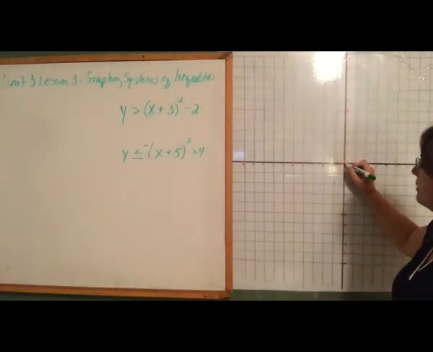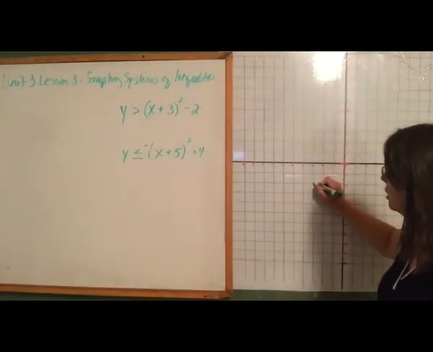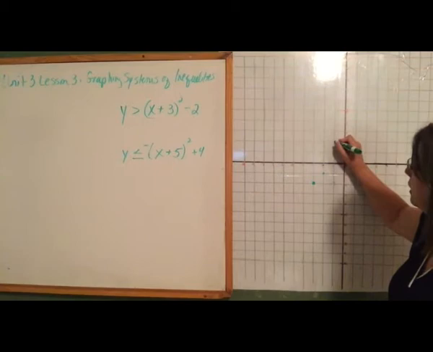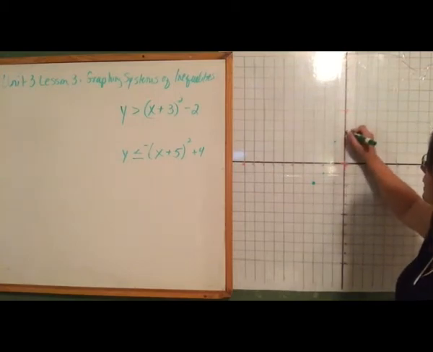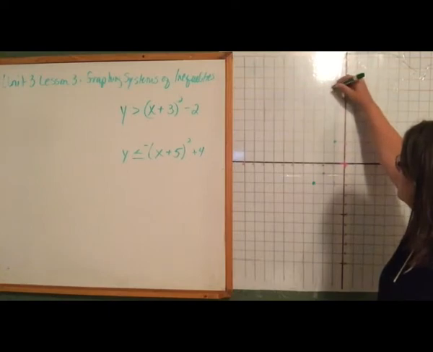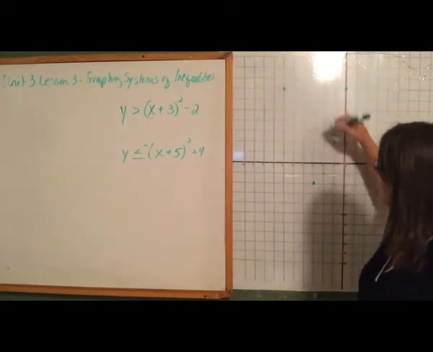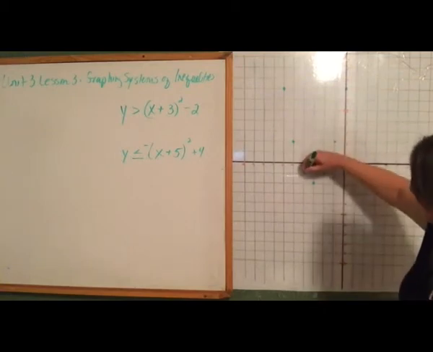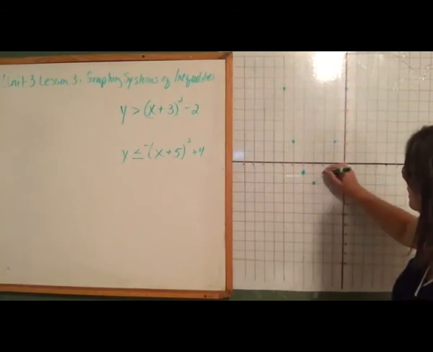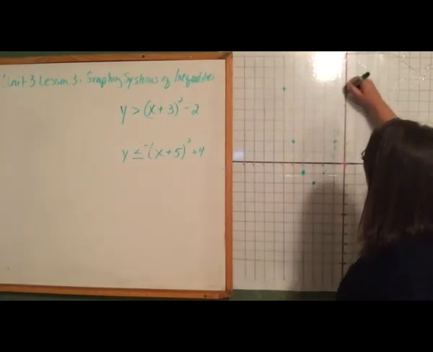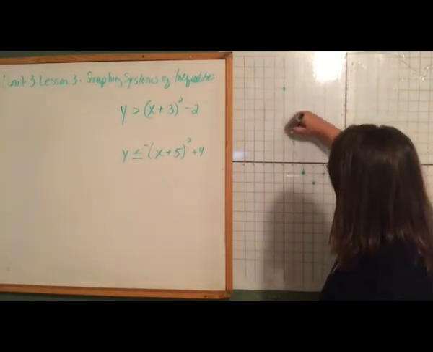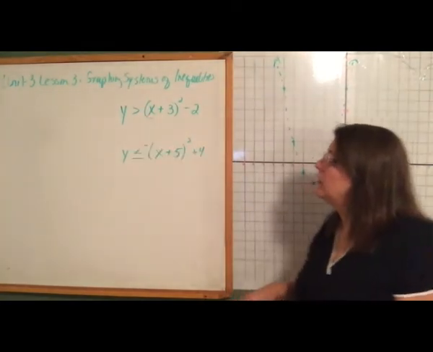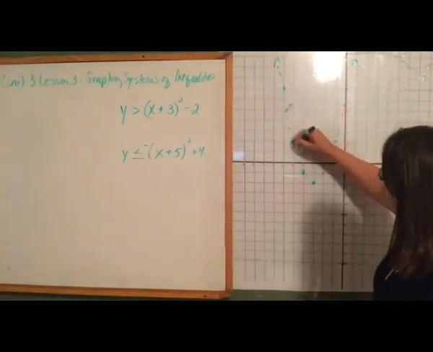So from my normal vertex 0, 0, I go left 3, down 2, and then I'm going to use the normal shape of a parabola. Right 1, up 1, right 2, up 4, right 3, up 9. And then I can use symmetry to get the other side. This one is dotted. So as I draw my line, I'm going to draw it dotted. And then it's y is greater than. Greater than would be shaded above that parabola.